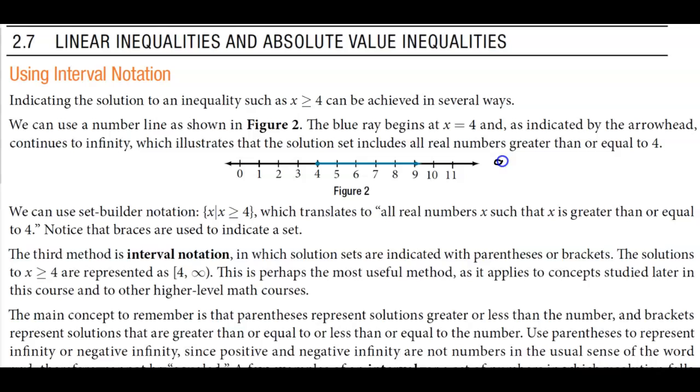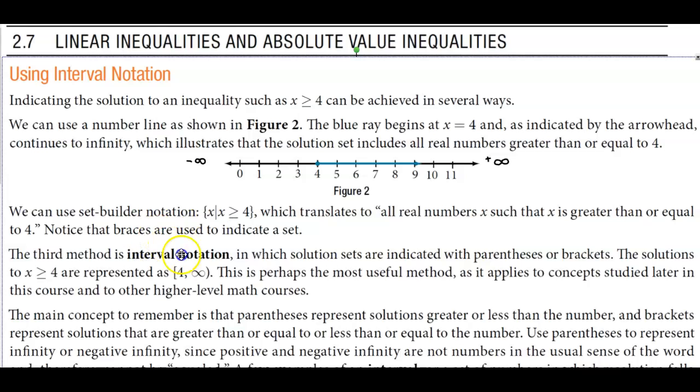So you can write here positive infinity since it's going towards positive infinity. On the left side, it would be going towards negative infinity. Now we can use set builder notation, and we can say x such that x is greater than or equal to 4, meaning all the x's that are greater than or equal to 4. And again, translating it to all real numbers x, such that x is greater than or equal to 4. Now notice that the braces are used to indicate the set.